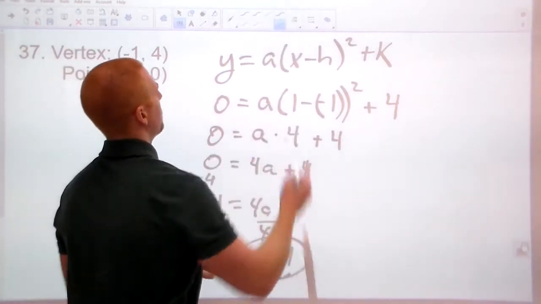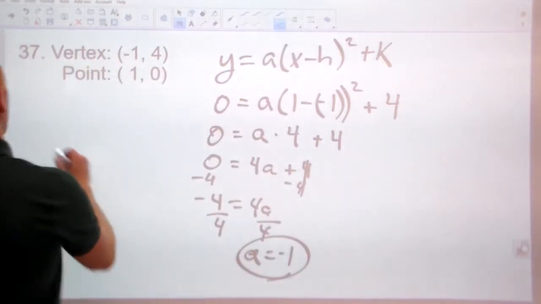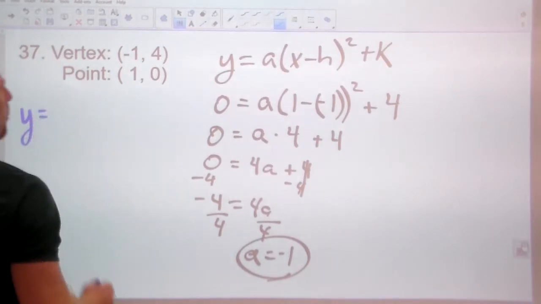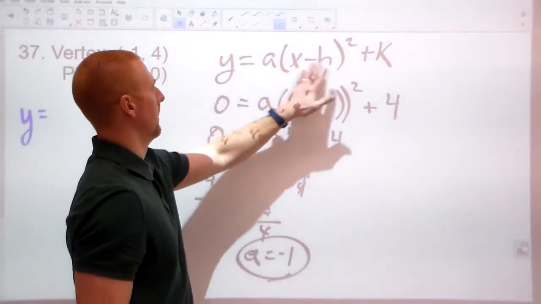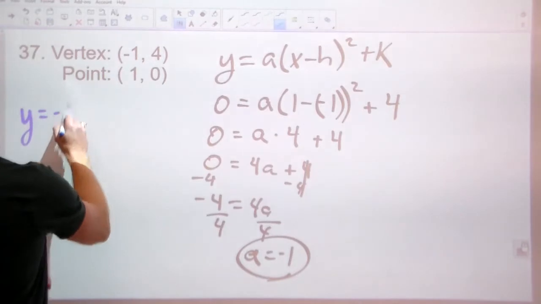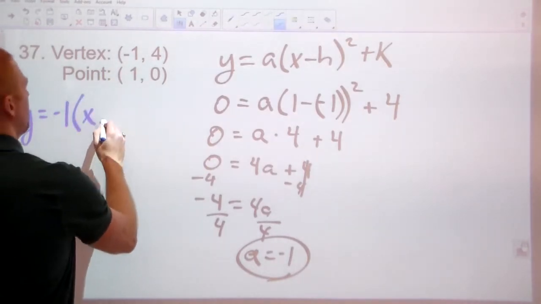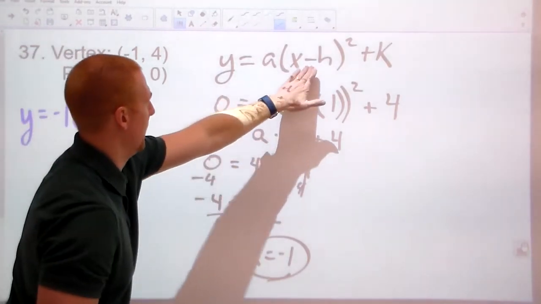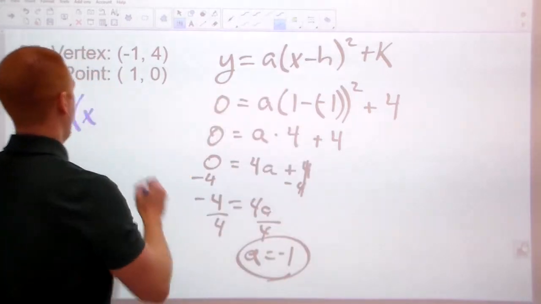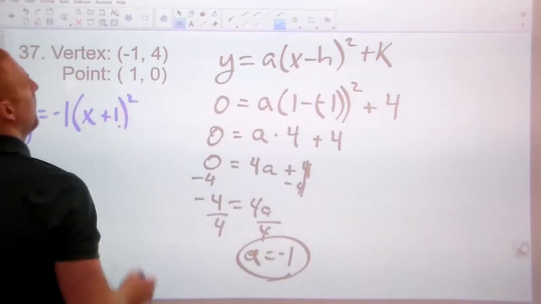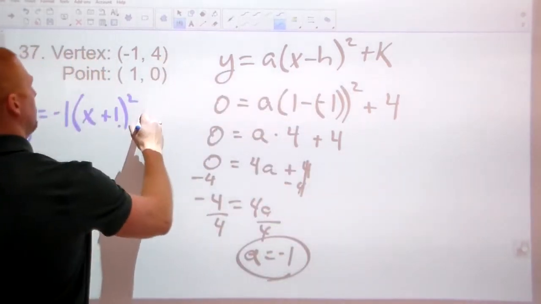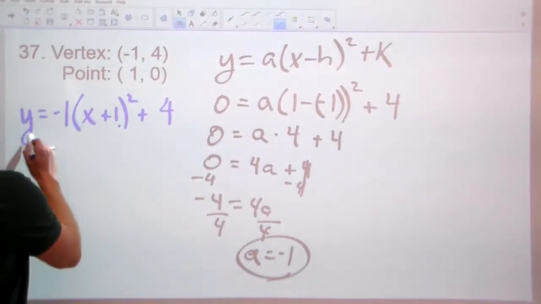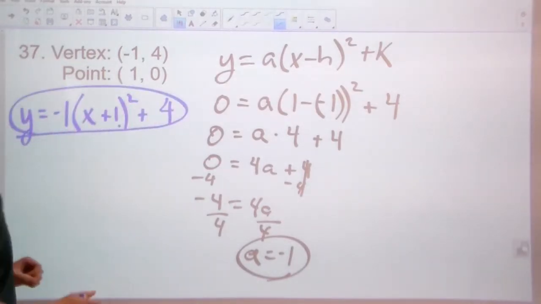we've got to put this back into our standard form. Now in standard form, you have y and x left as variables, everything else is filled in. So we know it's going to be a, negative 1, times x minus negative 1 for h. So I'm going to say x plus 1, and plus k, which is 4. So this will be the equation for my parabola in standard form.